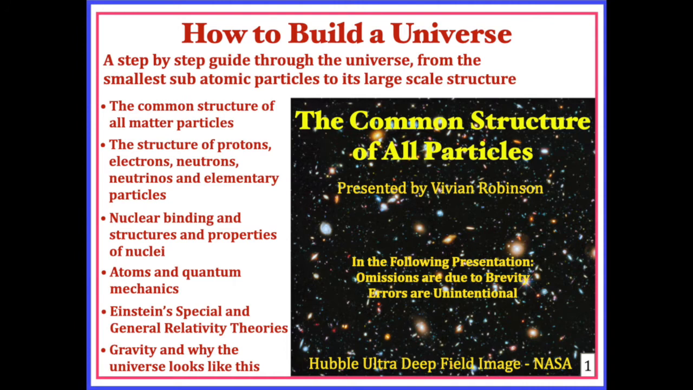This is the first in a series of presentations where I want to take your mind on a journey through space and time. This journey covers topics from the smallest subatomic particles to the universe's large-scale structure. I start out explaining the basic structure of all matter particles and how those structures give them their properties. That is followed by the structures of protons, electrons, neutrons, neutrinos, and some of the elementary particles. Knowing them makes it easier to explain nuclear binding and the structure and properties of all nuclei.